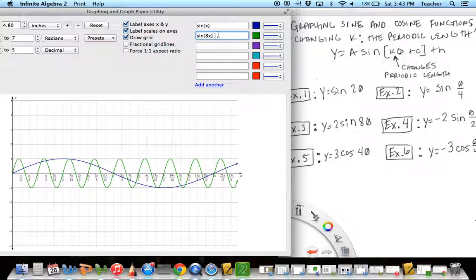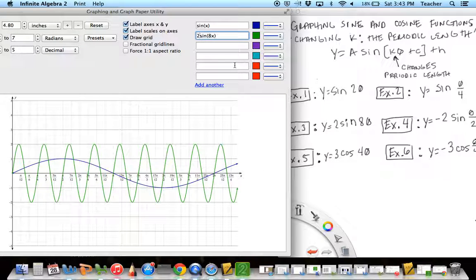All right, now let's include some, I forgot to put 2 in here. Example 3 had 2, but notice all that does is it still has the same periodic length, but it extends it up to 2 and down to -2, and that goes off of last video.